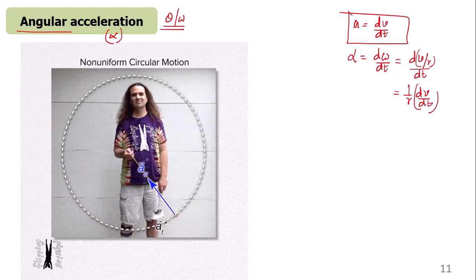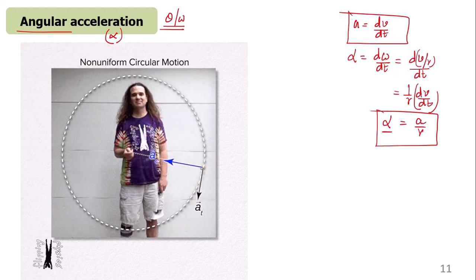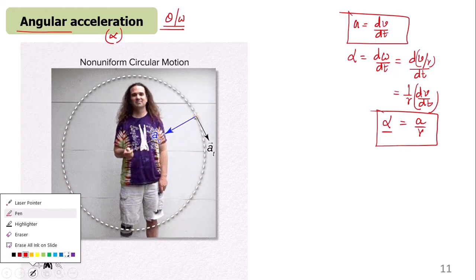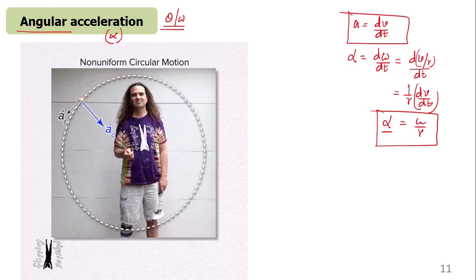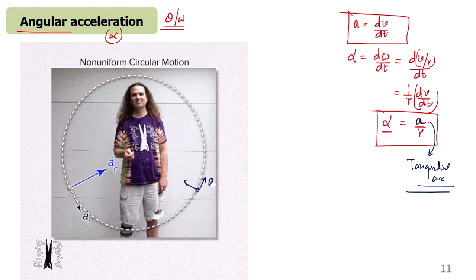Now what is dv by dt? It is the linear acceleration, so alpha equals a by r. Again, the angular component is the linear component divided by r. This linear component is known as the tangential acceleration. Why? Because there will be two different accelerations. Since the particle is rotating, one acceleration is directed towards the center, the radial acceleration AR, and another is tangential, AT.